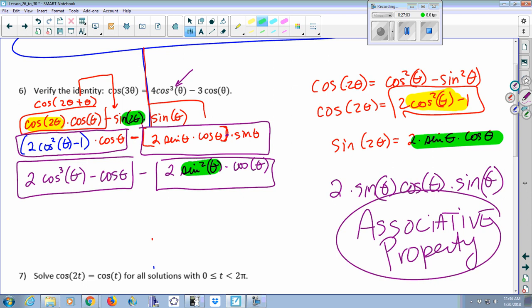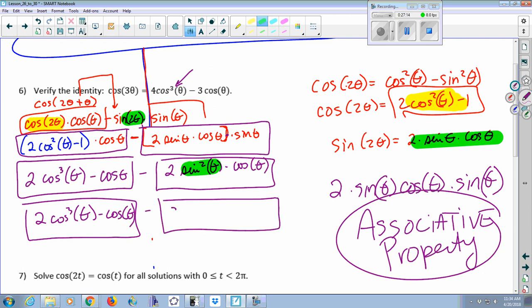Okay, the first box I'm leaving exactly just as it is. I don't have any work to do on that box, that term. All right. But now where I see sine squared, I'm replacing it with 1 minus cosine squared theta, times cosine theta.